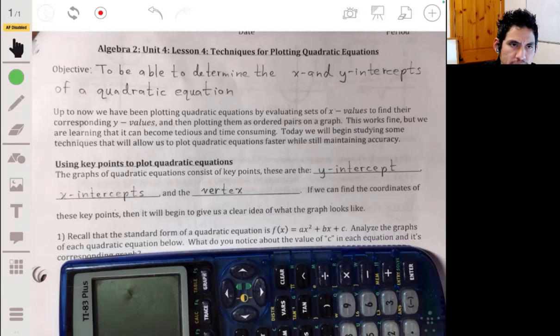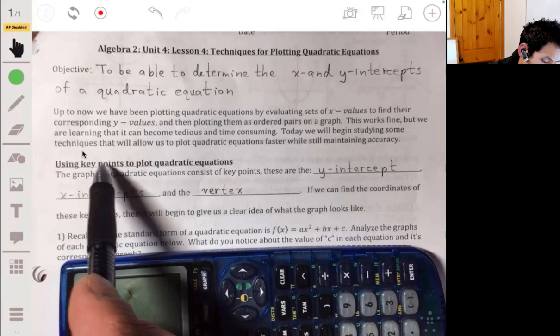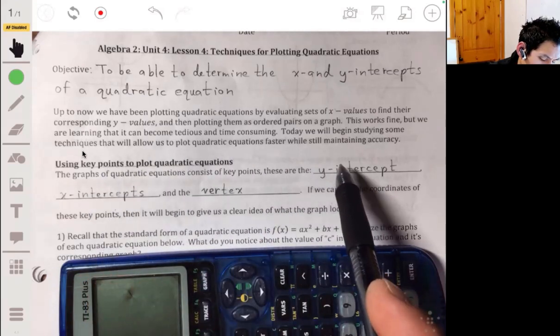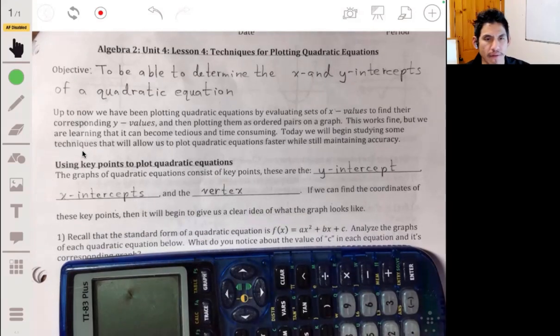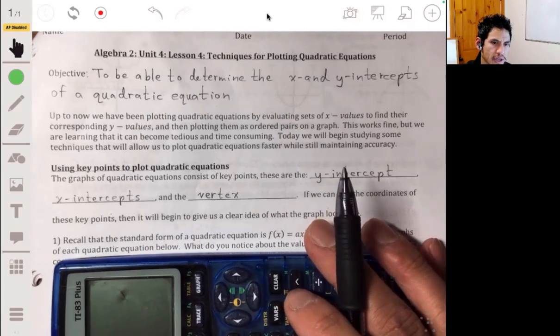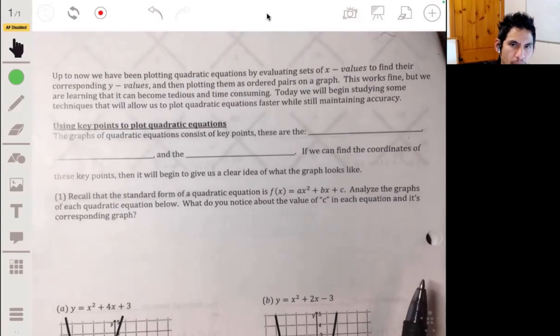So let's go into some of these things by first focusing on what I like to always remind my students: key points when it comes to graphing or plotting quadratic equations, which would be the intercepts, y and x intercepts, and the vertex. If you know where these points are, you can pretty much graph the parabola with pretty good accuracy without having to do any other tedious calculations. And so let's look at this first problem so that we can get some insight on how this works.